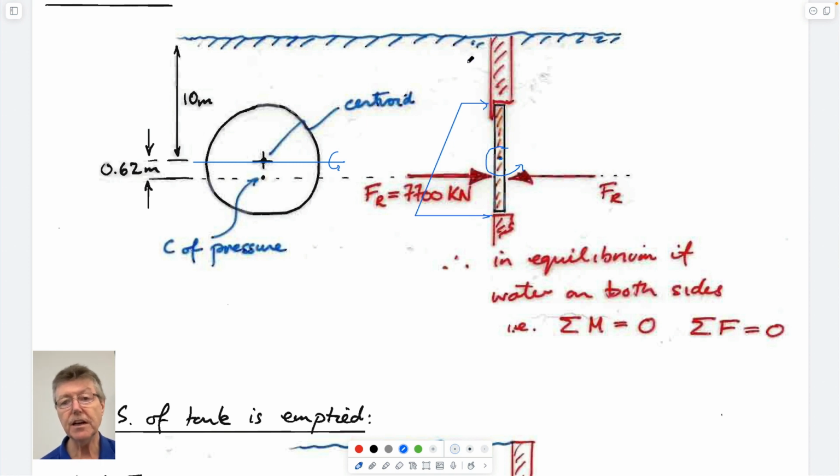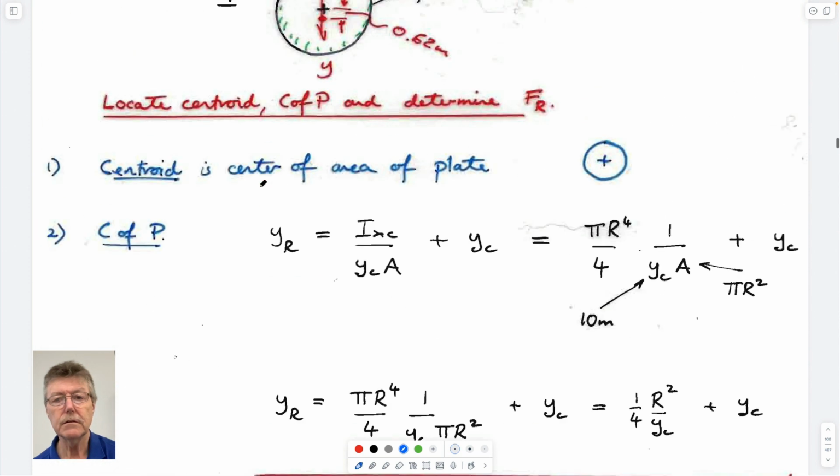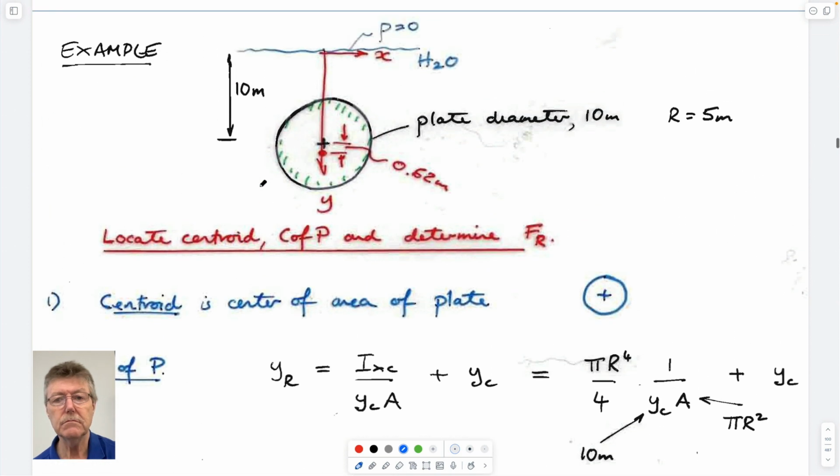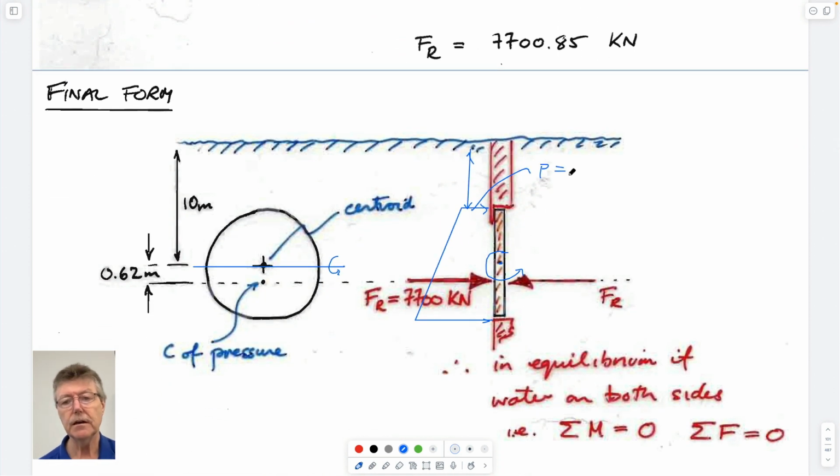It's not a zero pressure here. This pressure acting up here would be what? This would be equal to P is equal to, I think, a 5 meter radius gate. So this would be 5 meters times the unit weight of water.